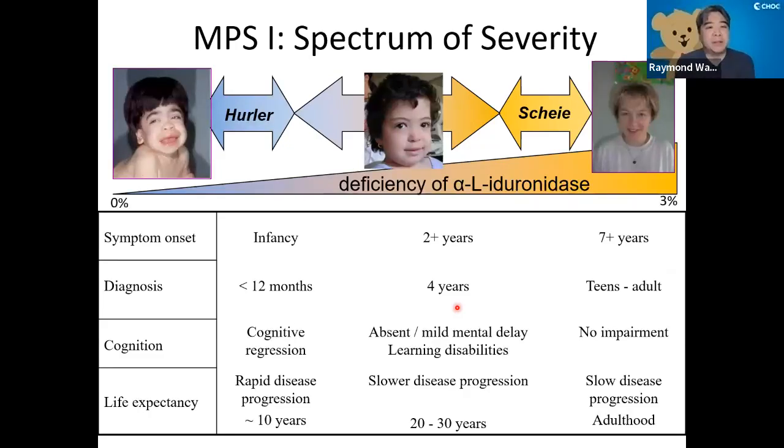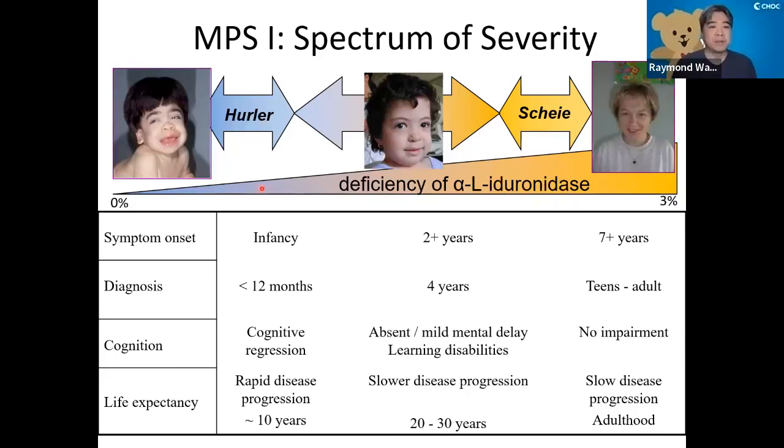Here's a slide that really demonstrates, just like any other MPS or any metabolic disorder, any disorder, if you think about it, there is a spectrum of severity, and it ranges from the most severe, which is historically called Hurler syndrome, all the way to the most attenuated. And I hesitate to call it mild because Scheie patients still face fairly significant disease manifestations. In between, there's an intermediate grade of MPS that's historically called Hurler-Scheie.